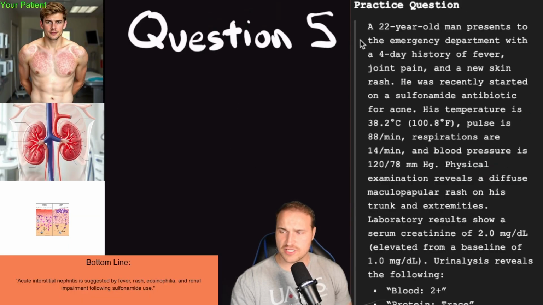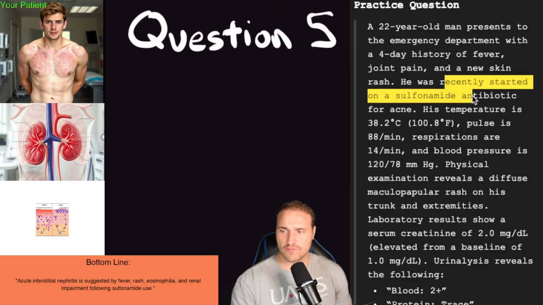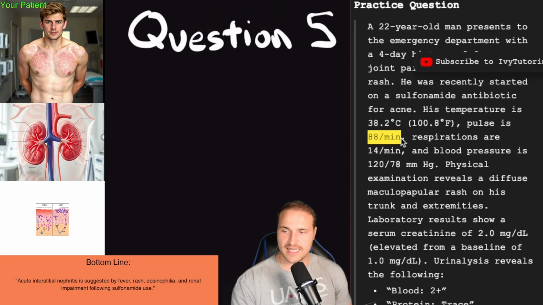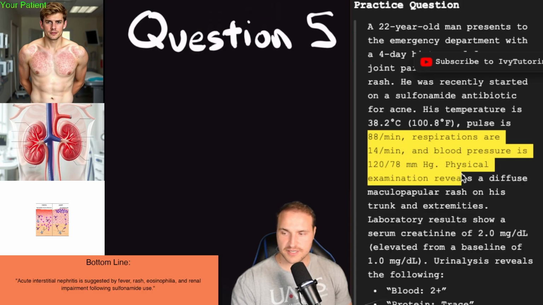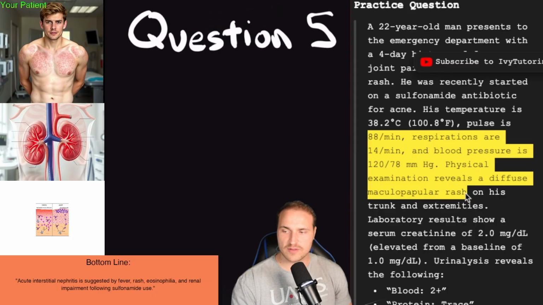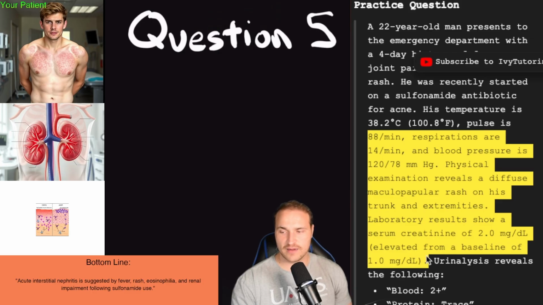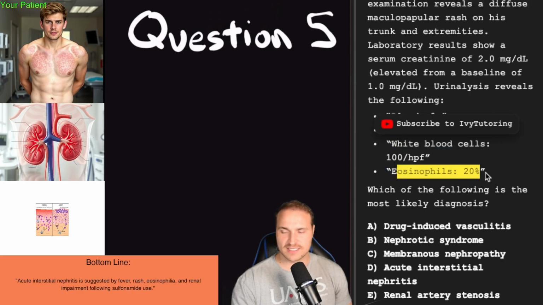Here we have a super jacked 22-year-old dude presenting to the emergency department with a 4-day history of fever, joint pain, and new skin rash. Recently started sulfonamide antibiotic for acne. Temperature is 100.8. Pulse is 88. Respiratory rate is 14 per minute. Blood pressure is 120/78. Physical examination reveals a diffuse macular-papular rash on his trunk and extremities. Lab results show serum creatinine of 2, which is elevated from the baseline of 1. Urine analysis shows the following. What do we got? We got blood, protein trace, white blood cells, and eosinophils at 20%.